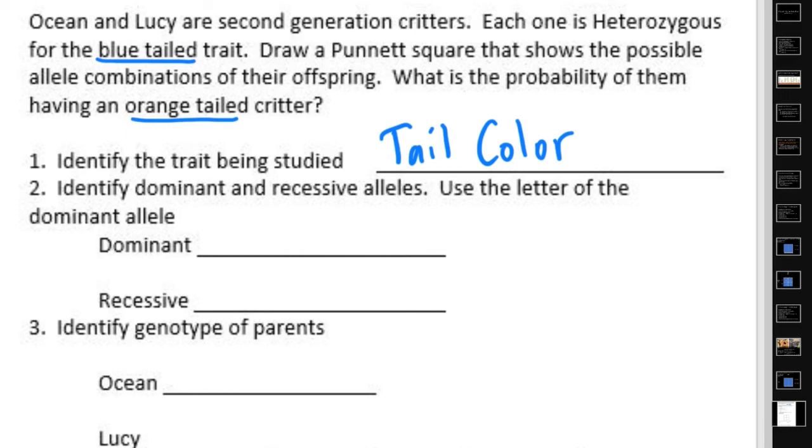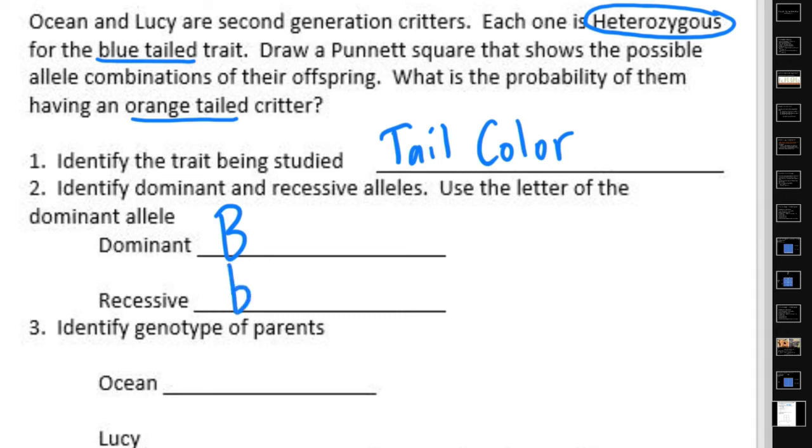When I go back, it says that each one is heterozygous. Well, we know that heterozygous means that they're going to have both a capital and a lowercase allele. We also know whenever you have a heterozygous allele combination, the dominant trait is going to show. So because this says that it is heterozygous for the blue-tailed trait, that means that the trait that is dominant is going to be a blue tail. So I'm going to use a capital B to represent that. So the dominant allele is going to be blue. The recessive allele is going to be orange.